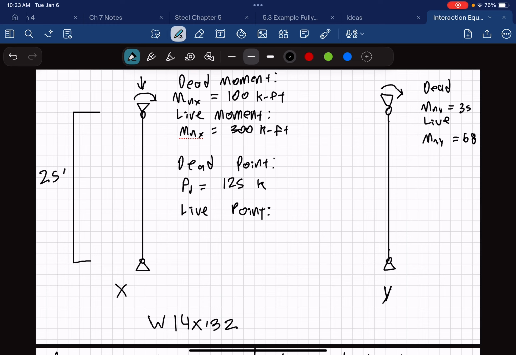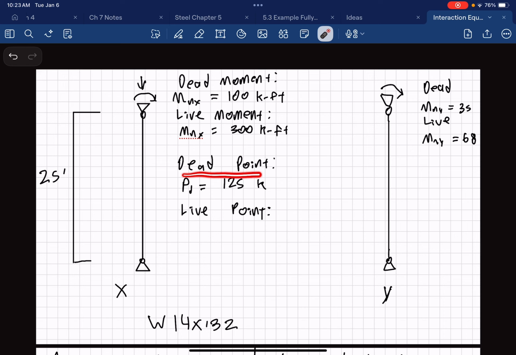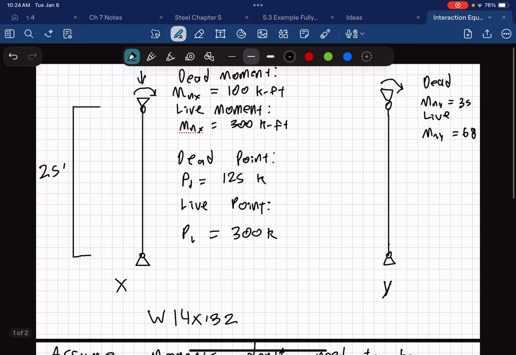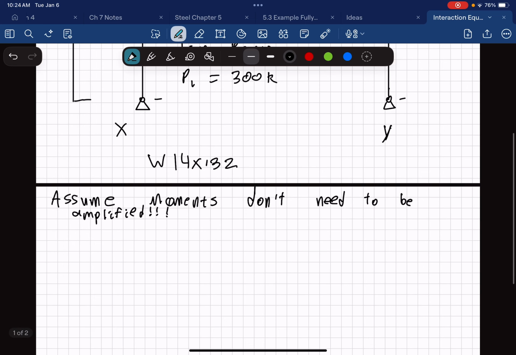Now, to begin this problem, we're going to look at the loads that we have. We have both the X and the Y axis loaded with dead and live loads in both axes, and then we have an axial load of 125 kips in the dead load and 300 kips of axial load in the live compressive direction. We should also note that we have a 25-foot column and it is pinned at both ends in all directions. So we have almost everything we need here.